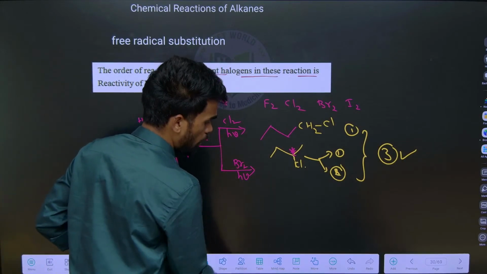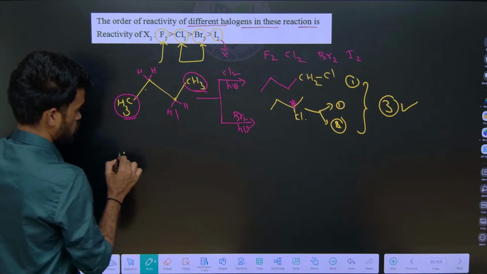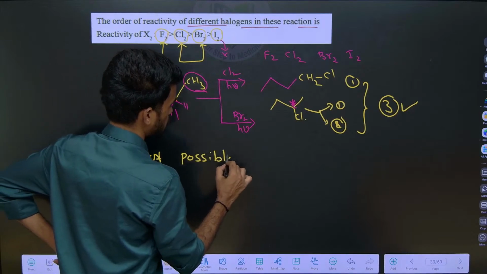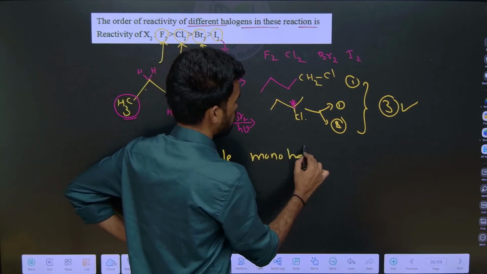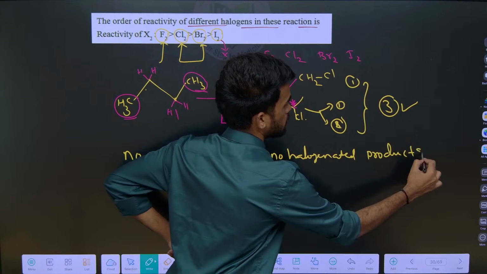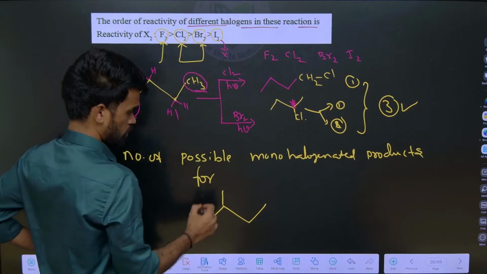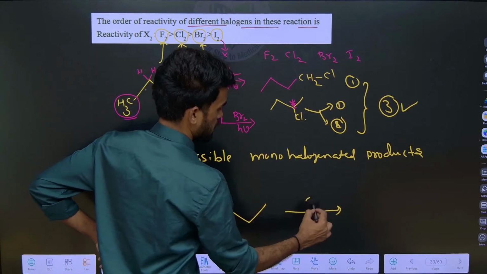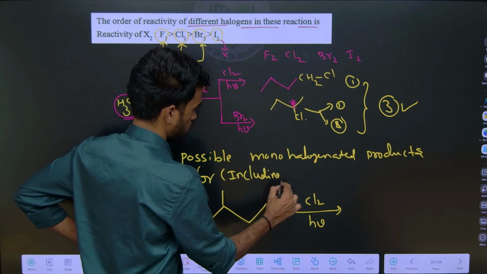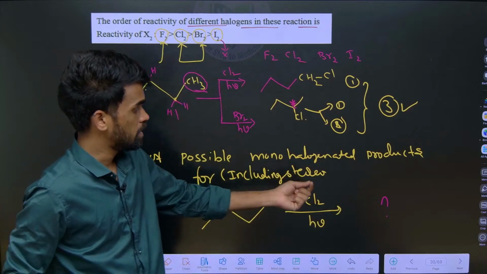Okay, now identify. I will be giving a question. Number of possible monohalogenated products for this compound, for chlorination, let us say including stereo. I am writing including stereo. So write the possible number of products and identify if there is any stereo center.